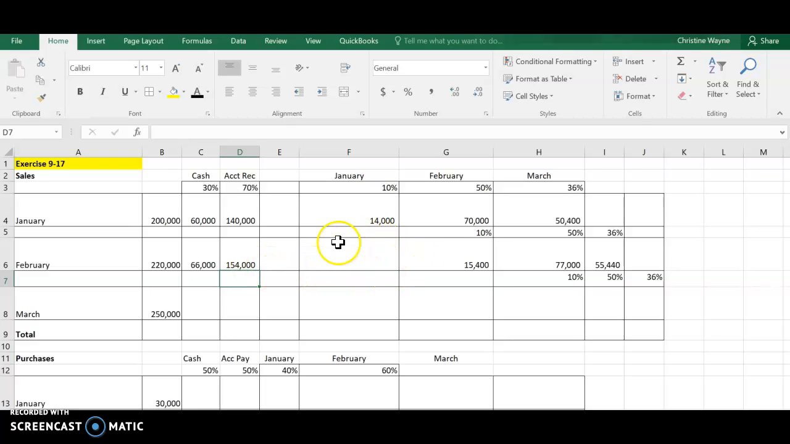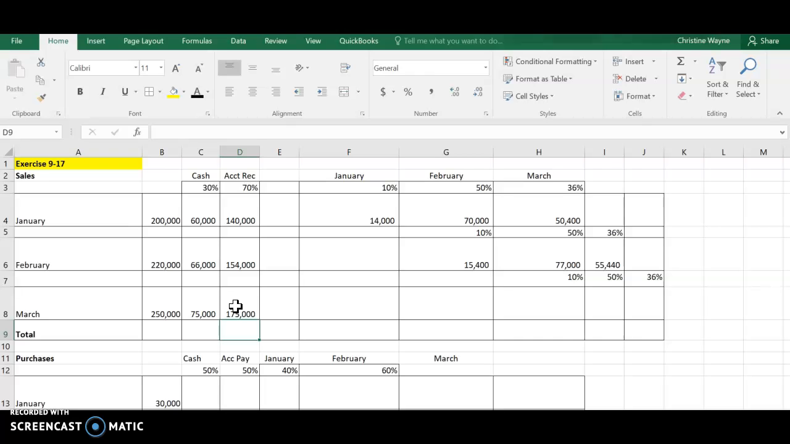Now in February, obviously I can't collect anything in January, so that will be blank. But then that 10% goes into February, the 50% goes into March, and then 36% are looking further down the line in April. So let's focus on March now, and I'll walk you through exactly how to do each of these. So in March, again, I take my sales. I'm going to multiply that by 30% to get my cash portion. Then I'm going to take the sales minus my cash to get my accounts receivable amount.